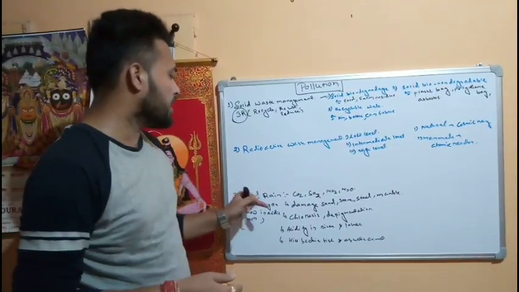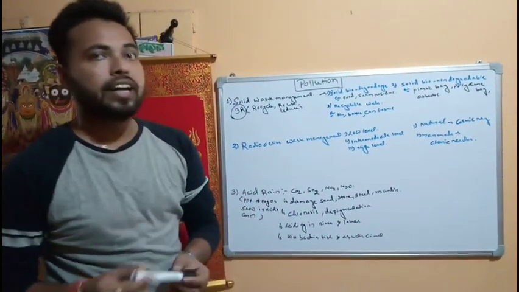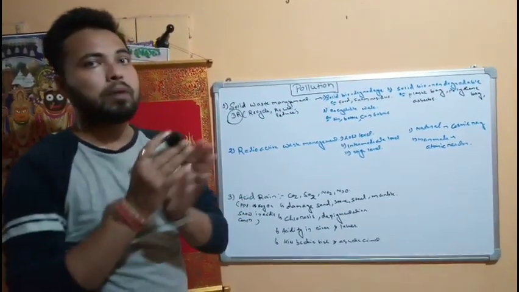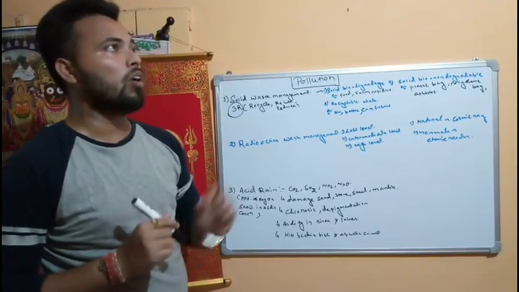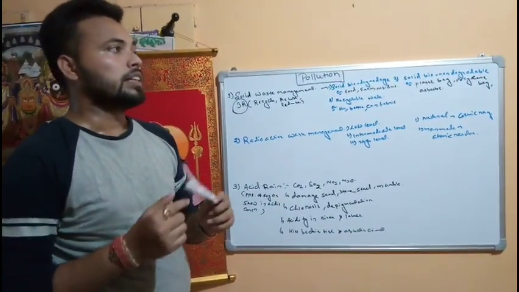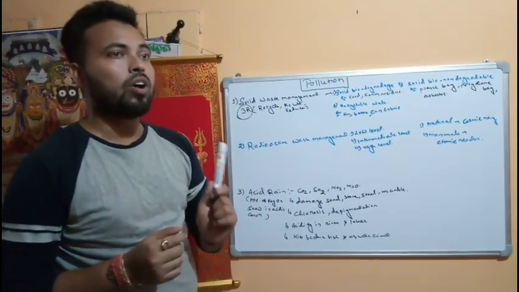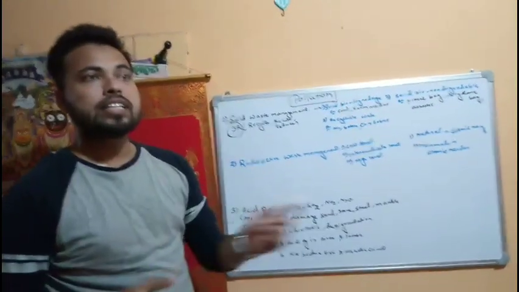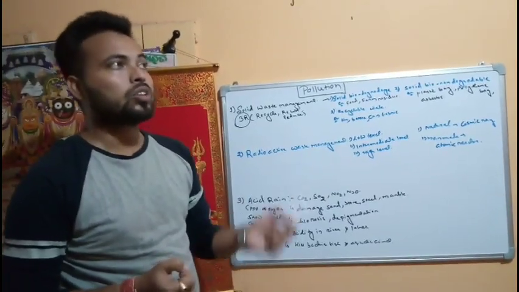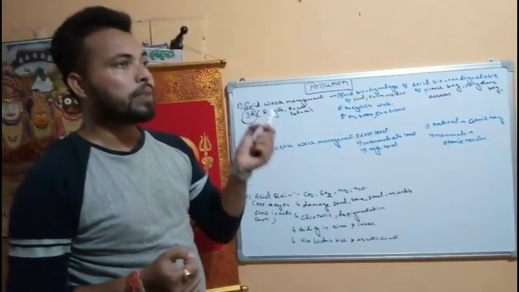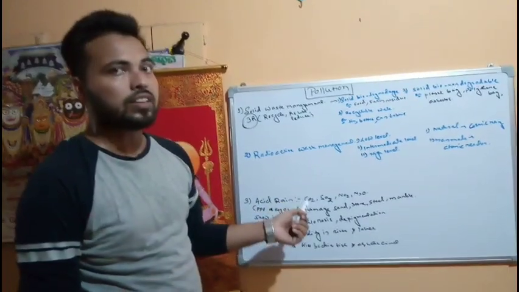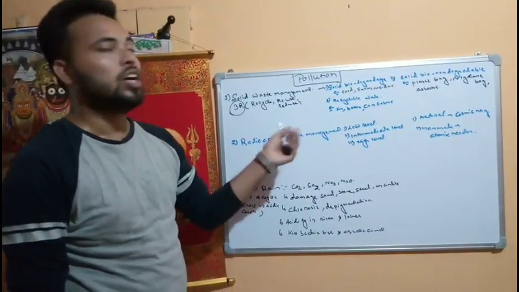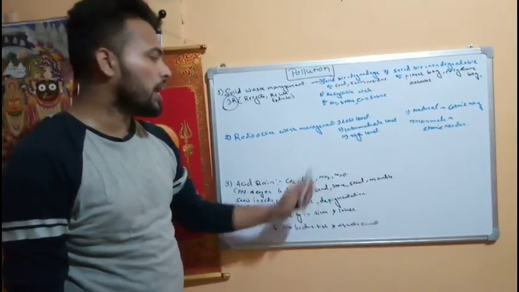And then the other thing is acid rain. Acid rain is the most important part. It is the precipitation of fog or snow in the form of acidic concentration, which is known as acid rain. The major gases in acid rain are carbon dioxide, sulfur dioxide, and nitrous oxide.